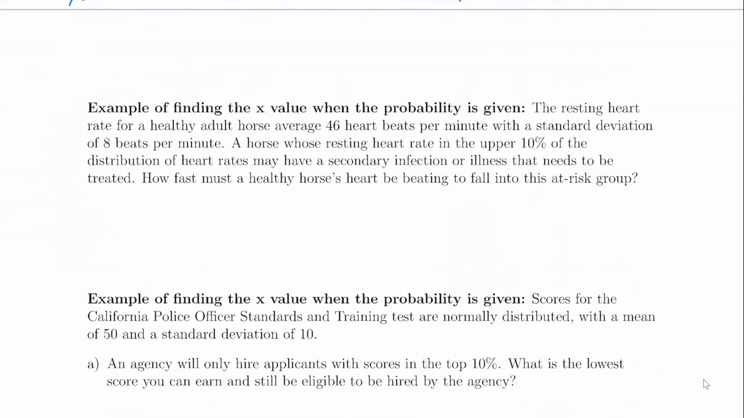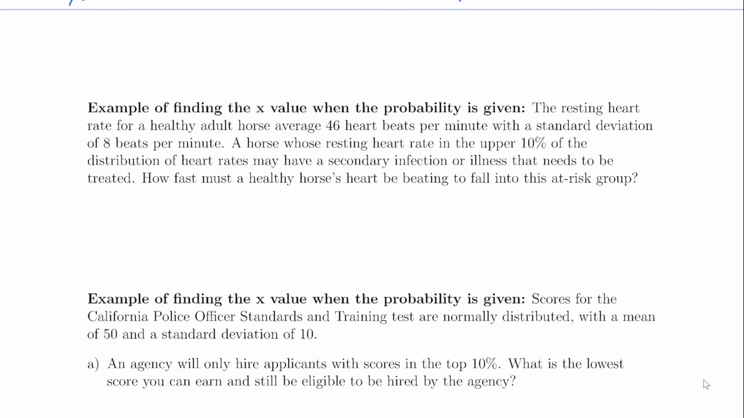So for this one, it says the resting heart rate of a healthy adult horse averages 46 heartbeats per minute with a standard deviation of 8 beats per minute. A horse whose resting heart rate is in the upper 10% of the distribution of heart rate may have a secondary infection or illness that needs to be treated. How fast must a healthy horse's heart be beating to fall into this at-risk group?